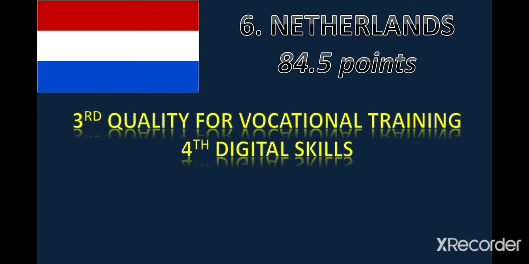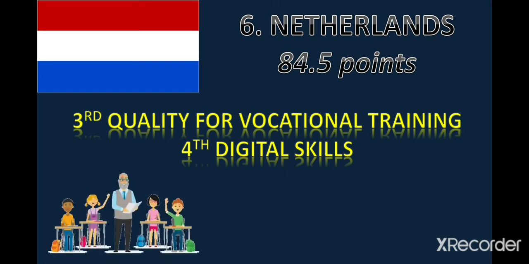The Netherlands. The Netherlands ranked 6th position for country with the best educational system in the world with 84.5 score. It ranks 3rd place on quality of vocational training as well as skill sets of graduates, and 4th on digital skills among population.